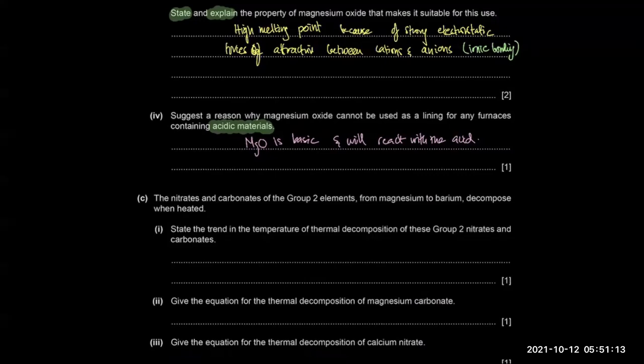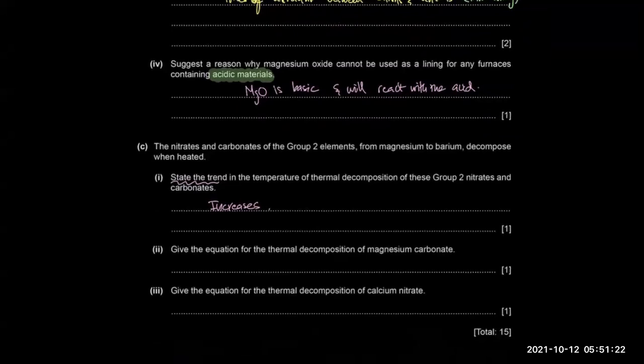So you just have to state the trend. It just increases. Just have to state it. Increases. Okay. Give the equation for the thermal decomposition of magnesium carbonate. This is straightforward, right? Magnesium carbonate decomposes to form magnesium oxide plus carbon dioxide.